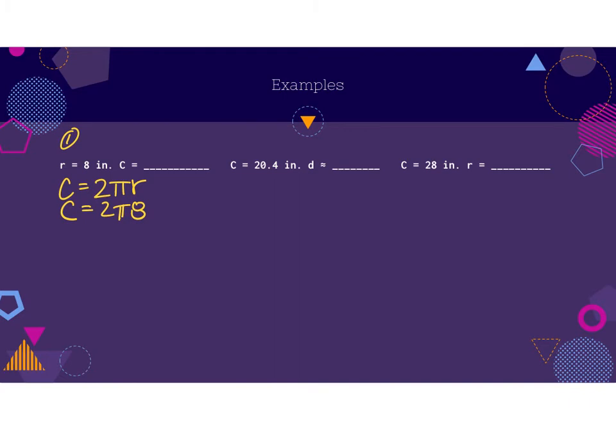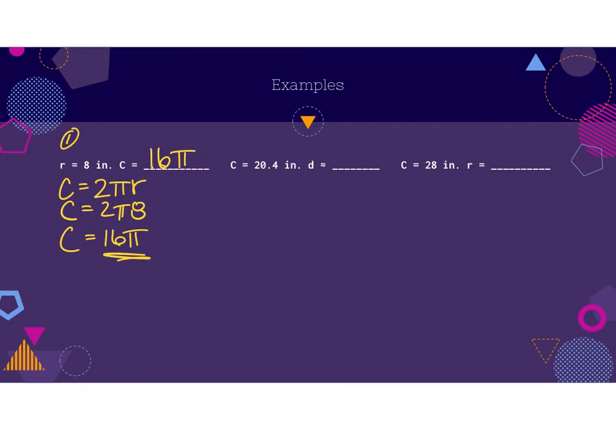Now, in these problems, we want to leave our answer in terms of pi. So we're going to leave pi there. We're not going to use the pi button on our calculator. We're just going to leave it in terms of pi. Here we're going to do 2 times 8 because we can multiply those numbers together, where we get 16 pi. Our circumference is 16 pi. We are going to leave that. That is the most simplified form.